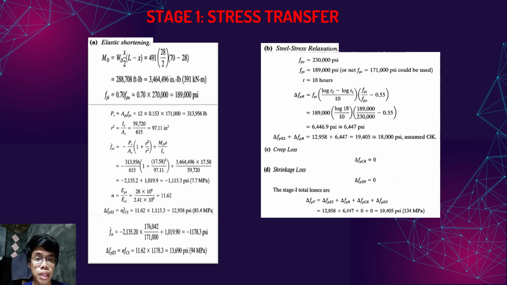We also need to solve for the radius of gyration squared, r squared. We just have to divide the moment of inertia of the concrete by its area. So 59,720 divided by 615, r squared is 97.1 square inches. And then solving for fcs, the formula for fcs equals negative P sub i divided by A sub c times the quantity of 1 plus e squared divided by r squared, plus m sub d times e divided by I sub c. So our fcs will then become negative 1,115.3 psi. We can conclude that this is a compressive stress.